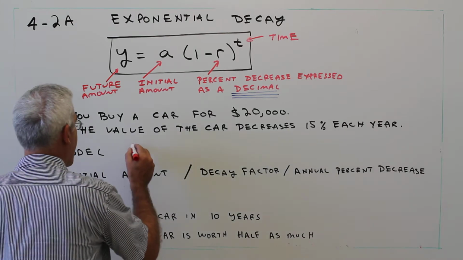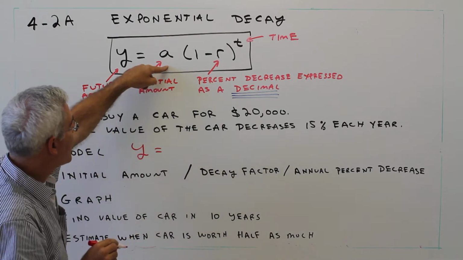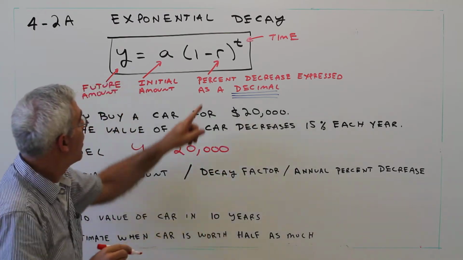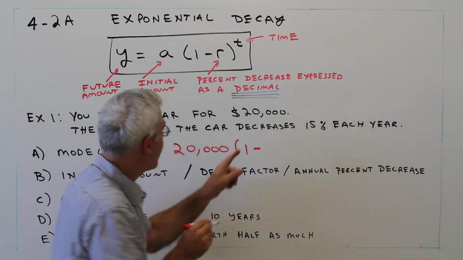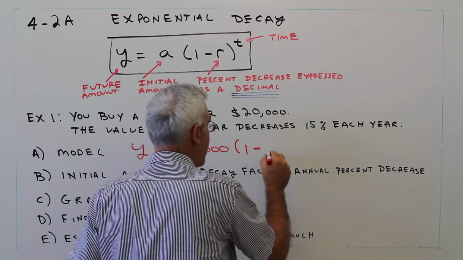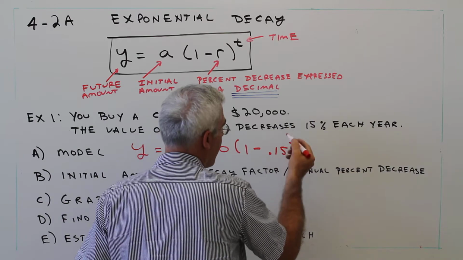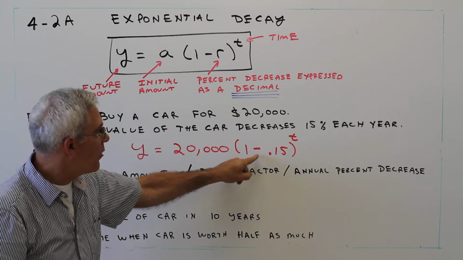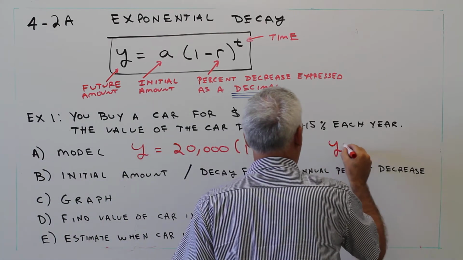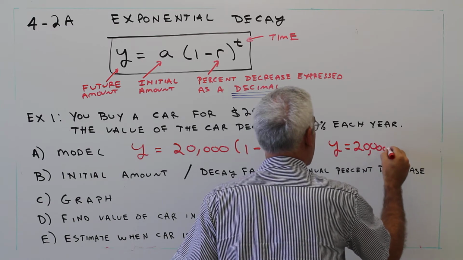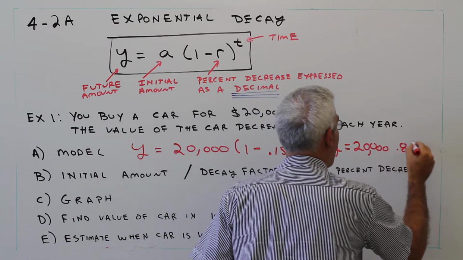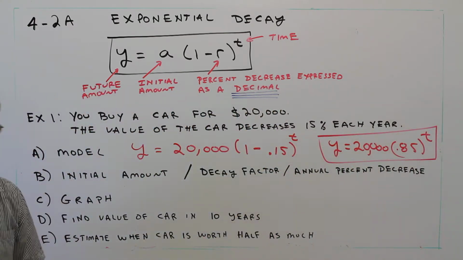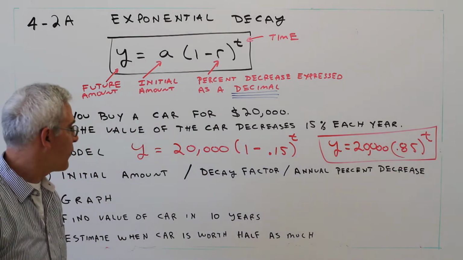So I'll use y equals the initial amount, $20,000, times 1 minus the percent decrease as a decimal, 0.15, raised to the, we can go t or x. And then most people would simplify that. Y equals 20,000 times 0.85 to the t. So that's going to be my model. When I use my calculator, I'll replace t with x.